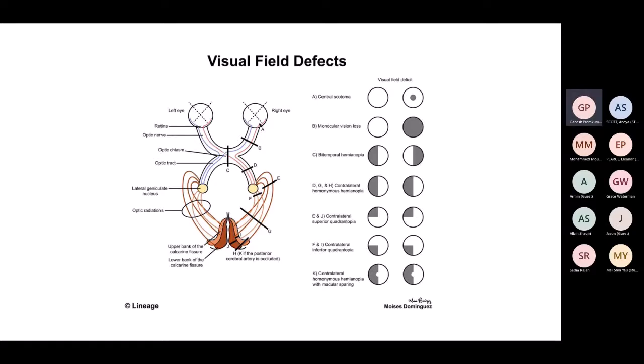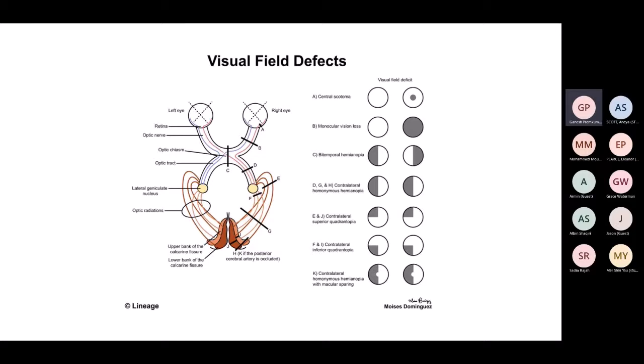Now, the third rule is going to help you differentiate whether it's optic chiasm or behind, and we refer to that as the optic tract. So the third rule is this. If the visual field defect that you see is affecting the same side, so by that, if we look at D, G, and H, you can see the left side of vision in the right eye and the left side of vision in the left eye is affected. We call that a homonymous hemianopia. So when it's the same side, then we say it's the optic tract.